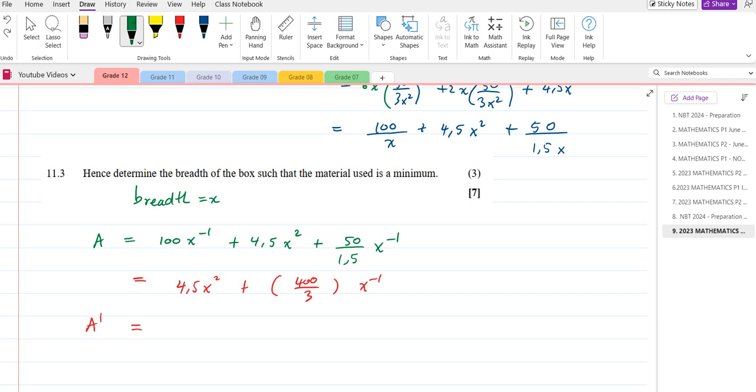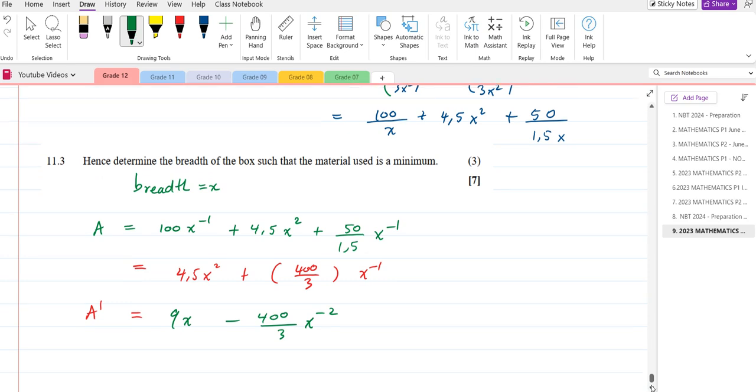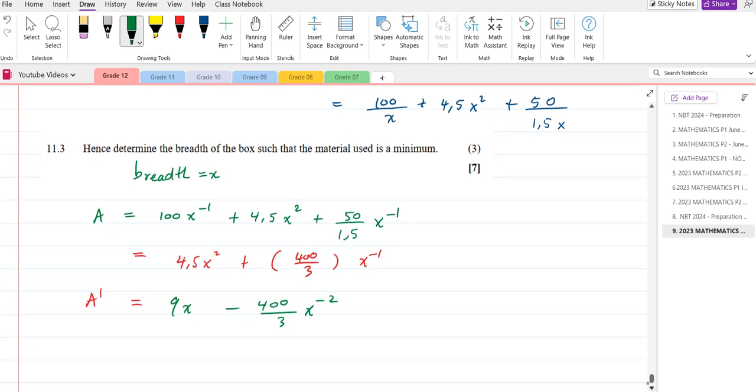4.5 times 2 is 9x, plus minus 1 times 400 over 3 is minus 400 over 3 x to the power minus 2, right? And that's equal to 0. Now what I'm going to do here is multiply it by 3. Actually, multiply it by 3x squared. That will be nice.